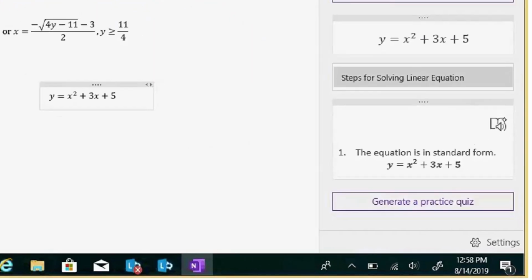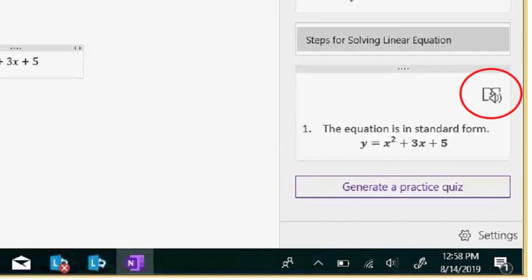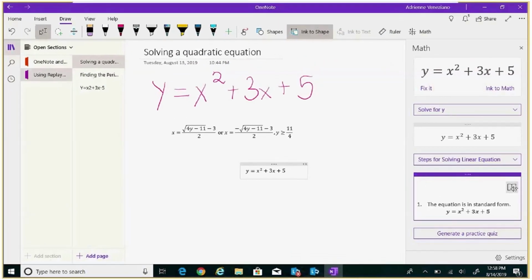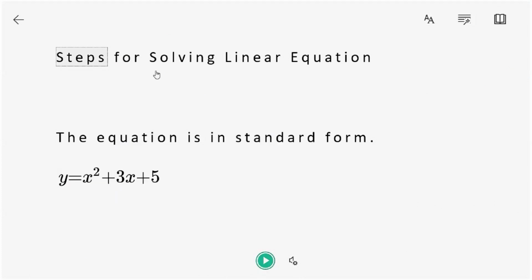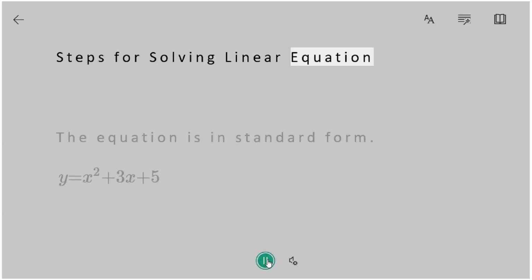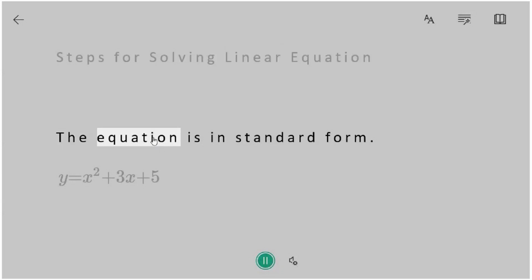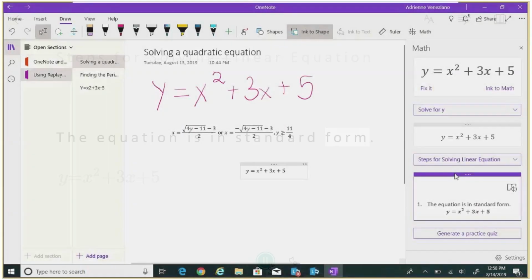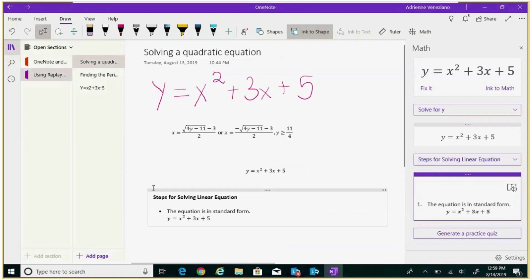In addition, I can engage the Immersive Reader and have the solution read to my student. Steps for solving linear equations. The equation is in standard form. The steps can be dragged onto my page so that the students have a visual on how to solve problems that are similar to the one that we have shown the steps.